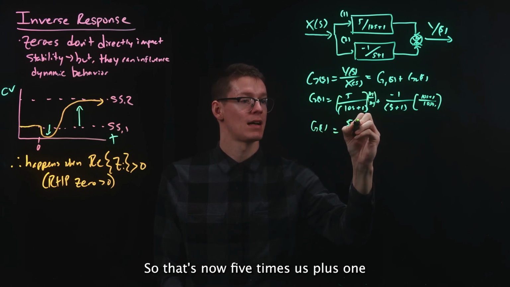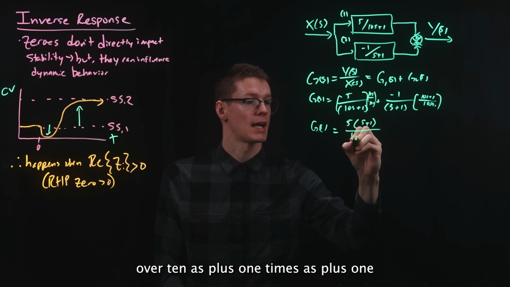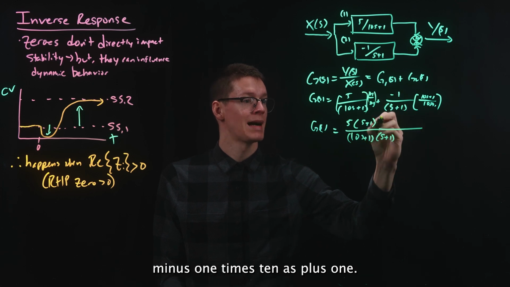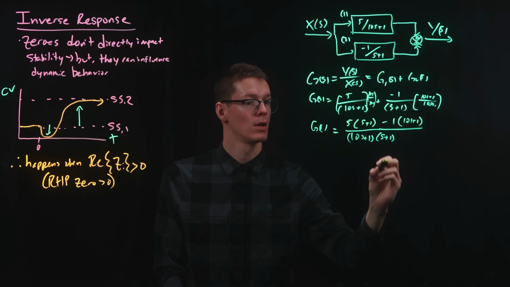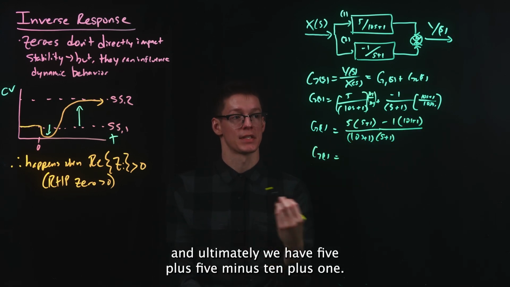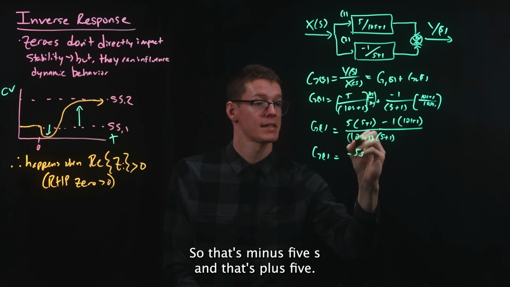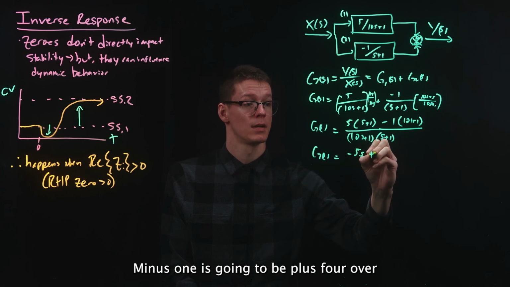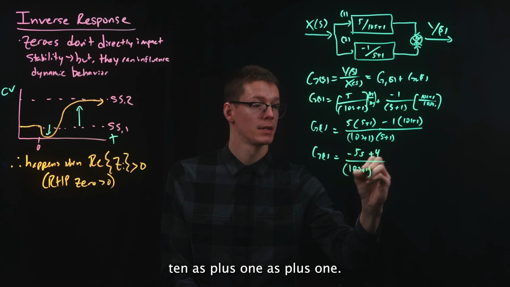So that's now 5 times s plus 1, minus 1 times 10s plus 1, over 10s plus 1 times s plus 1. We can combine like terms on top, and ultimately we have 5s plus 5 minus 10s minus 1, so that's minus 5s, and 5 minus 1 is going to be plus 4, over 10s plus 1 times s plus 1.